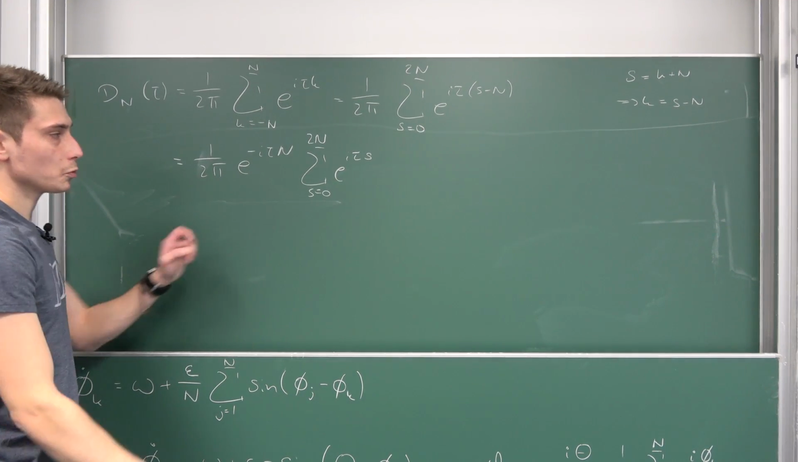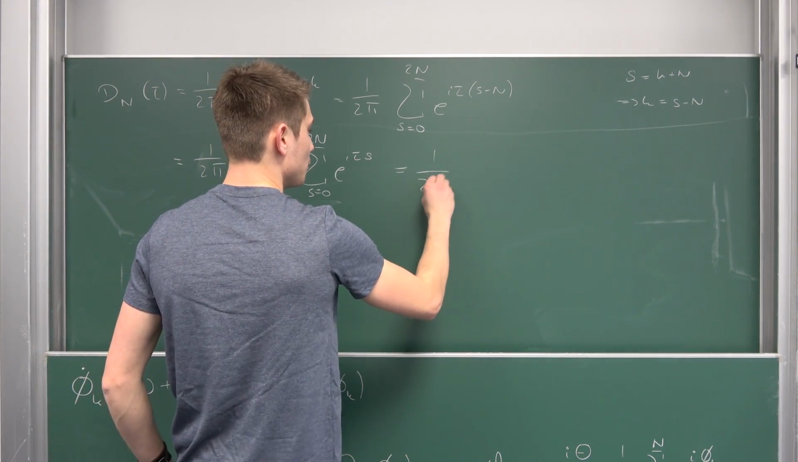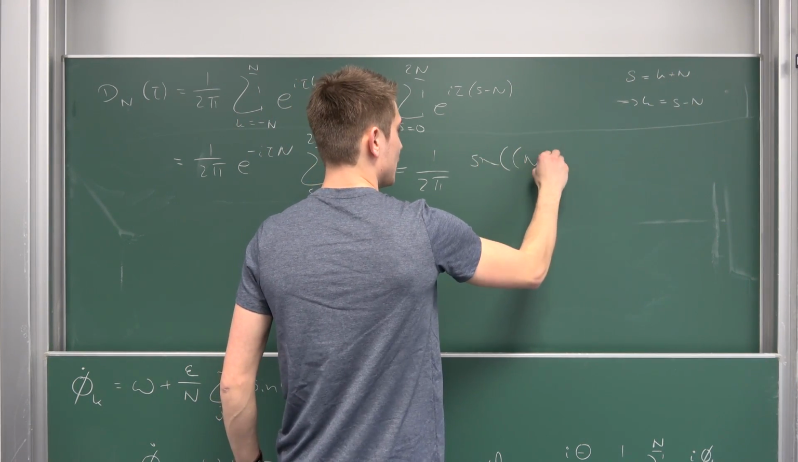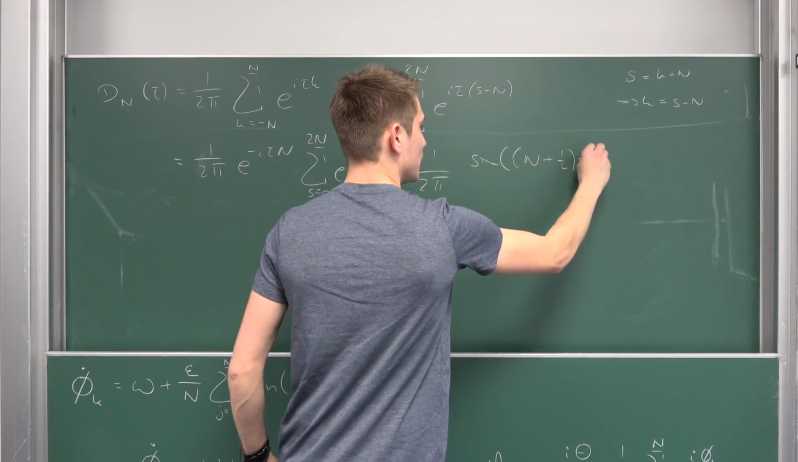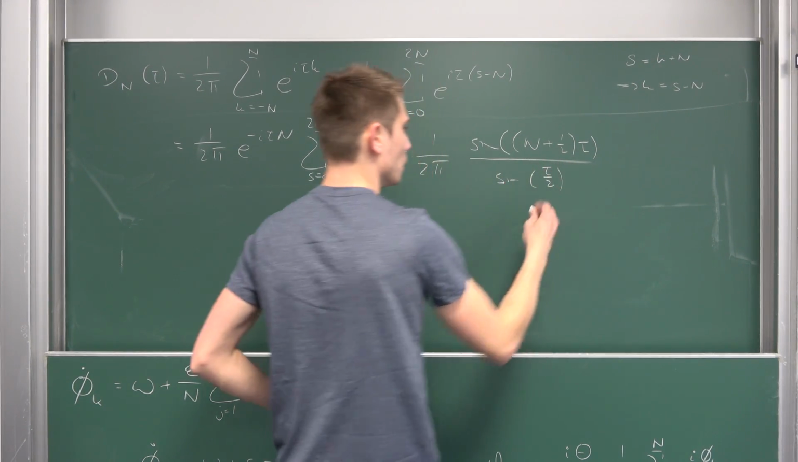And we have found out what this whole chunk is going to evaluate to actually. This is nothing but 1 over 2 times pi times sine of capital N plus 1/2 times tau over the sine of tau over 2.